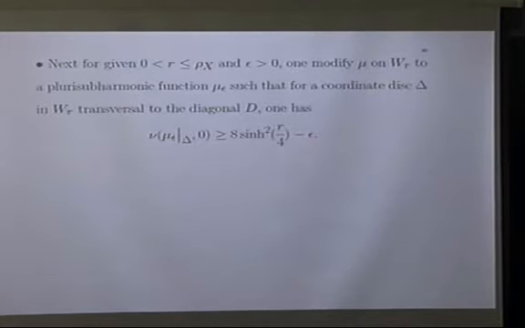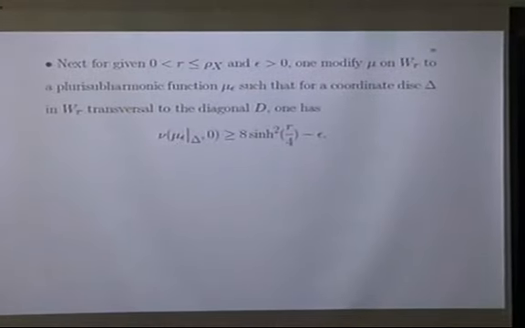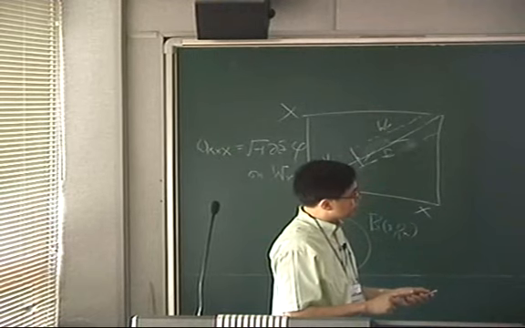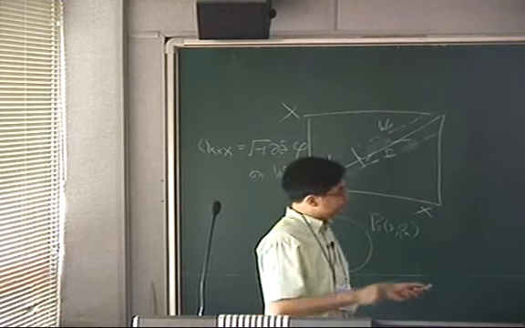Once you get this auxiliary potential, then the rest is not difficult. Once you have this mu, this auxiliary potential on this tubular neighborhood, you can start to modify this mu so that it becomes singular, with singularities along this diagonal. And then one can compute the Lelong number of the modified function along these disks, orthogonal to the diagonal, which turns out to be bigger than or equal to 8 times hyperbolic sine square of r over 4, up to some epsilons.